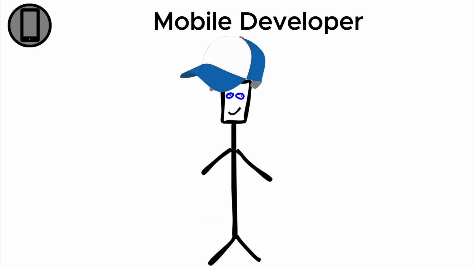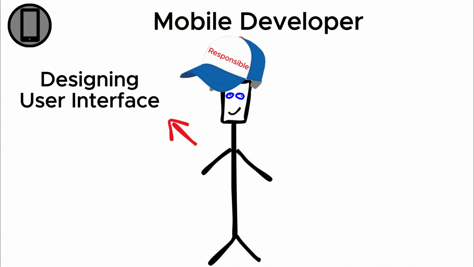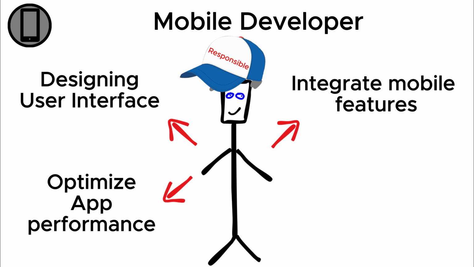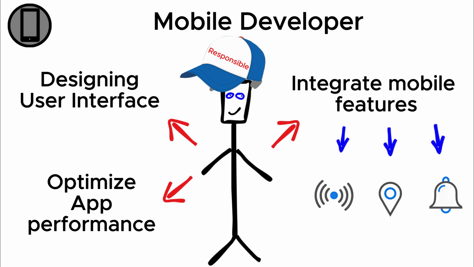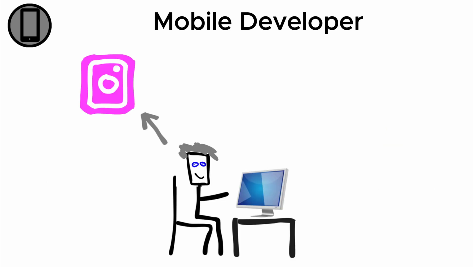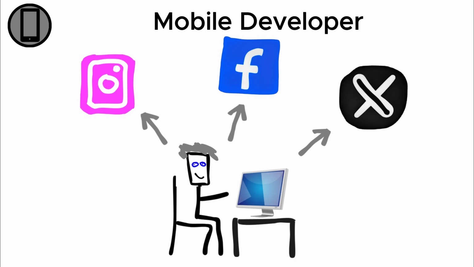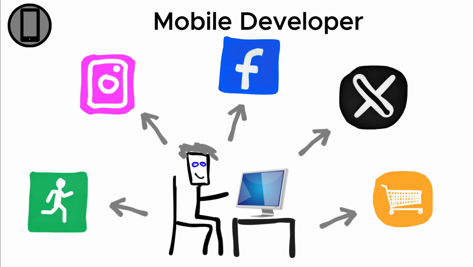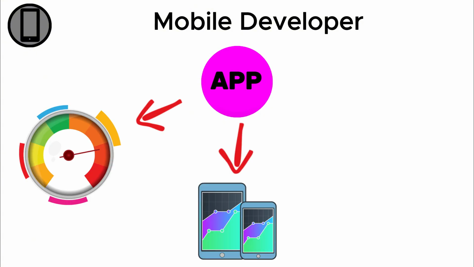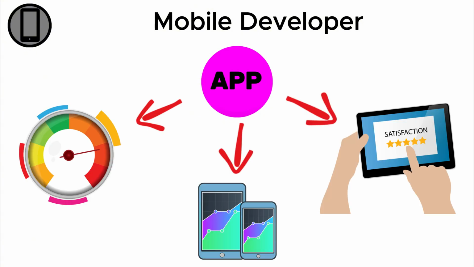Mobile developers are responsible for designing smooth user interfaces, optimizing app performance, and integrating mobile-specific features like GPS, notifications, and sensors. For example, they might work on the apps you use for social media, fitness tracking, or online shopping. Their goal is to deliver apps that are fast, responsive, and user-friendly while leveraging the unique capabilities of mobile devices.